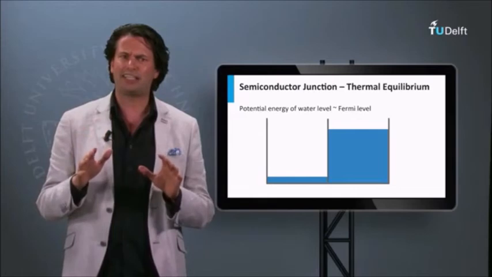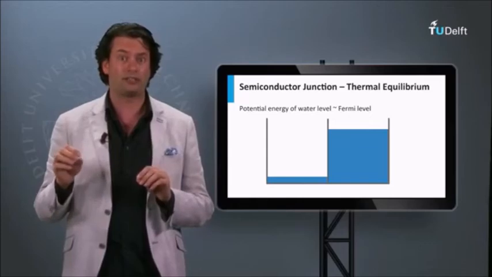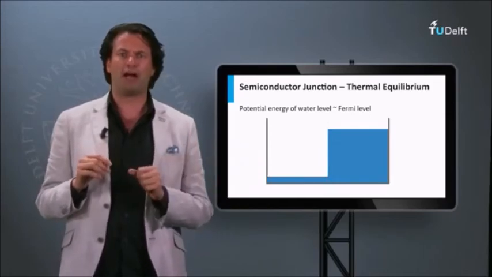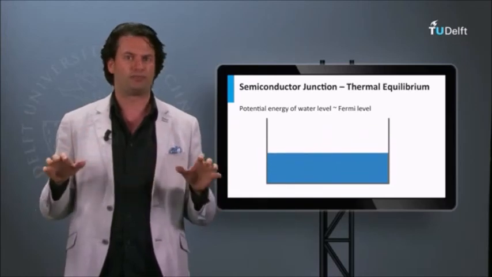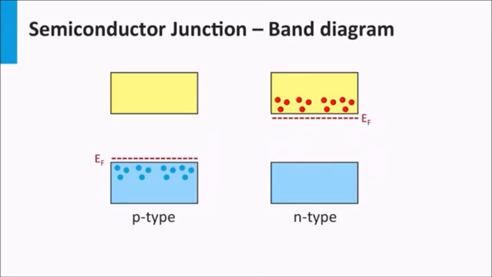Let's say the left side is the p region with a Fermi level close to the valence band, and the right side is an n region with a Fermi level further away from the valence band. If we remove the barrier between the two reservoirs, the water levels will equalize over the two reservoirs. The same is applicable for the Fermi level. Important to know is that the relative position of the electronic bands like the conduction and valence band to the Fermi level remain the same. This means that the mechanism of equalizing the Fermi level will move and bend the conduction and valence band.